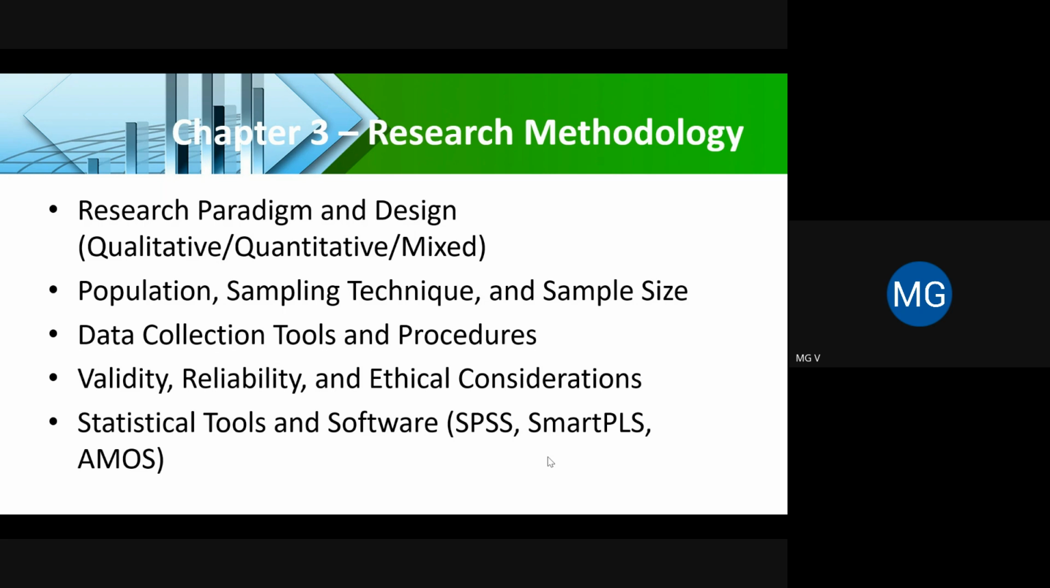So the tools for data collection must be presented with procedural clarity. Reliability is ensured through Cronbach's alpha or pilot testing. Validity is established via expert review or factor analysis. Ethical safeguards include informed consent, anonymity, and data protection. Appropriate statistical software must be specified, like SPSS for basic statistics, AMOS for SEM, and SmartPLS for PLS-SEM. So this chapter ensures transparency and academic rigor and must align with UGC and university research policy documents.